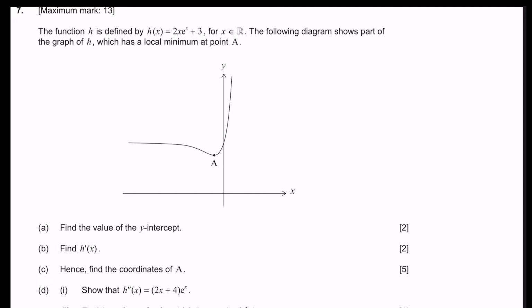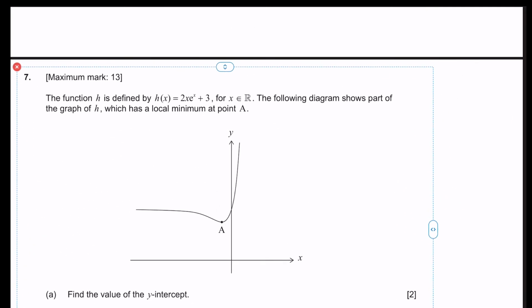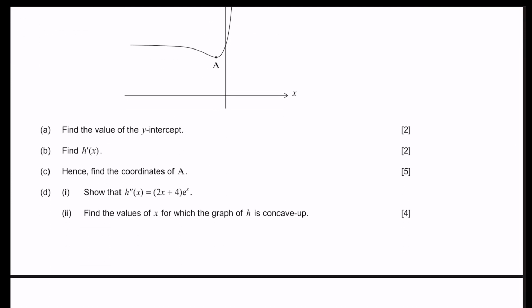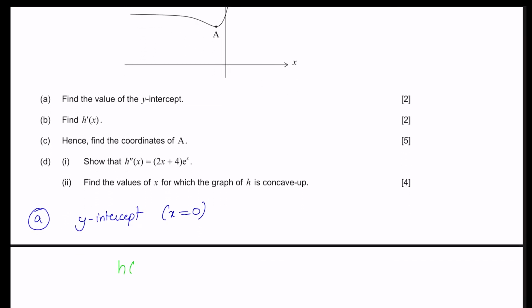So the y-intercept occurs when x is equal to 0, right? Because at the y-axis, x is 0. Any point on the y-axis will have x as 0. So we have to find h of 0. H of 0 will be your y-intercept. So h of 0, right?